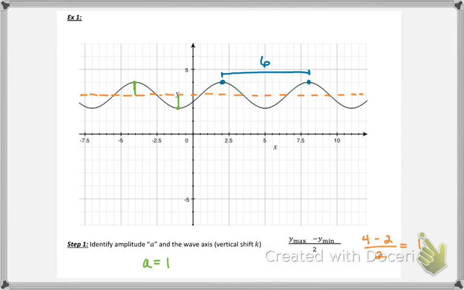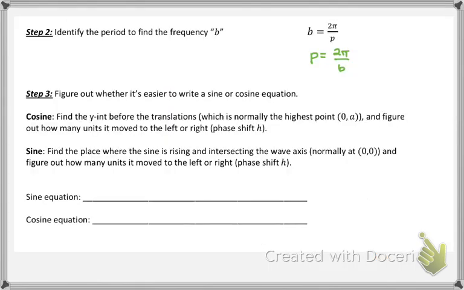If you take your two low points and find a distance between them, you would get a period of 6 as well. Okay, so the period of 6, so that means my frequency, B, is going to be 2 pi over 6, which reduces to pi over 3. So that's my B value.